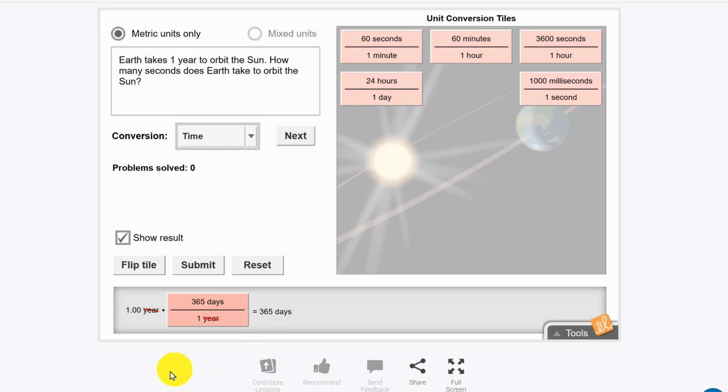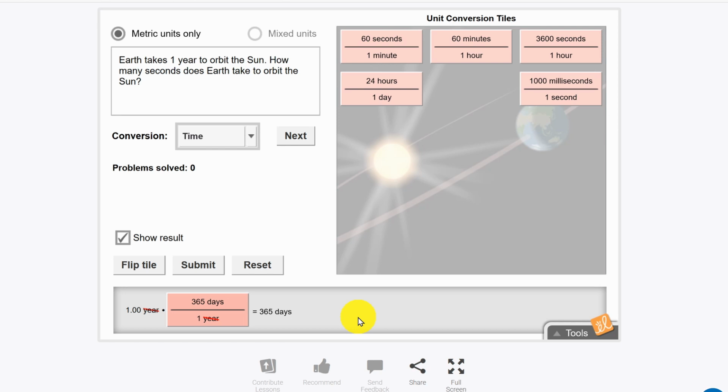But if they're in the wrong place, as in if this tile is flipped, then there won't be red cancel lines, and we'll end up with strange looking units in the result. So let me flip this back. Okay, so now years are canceled out, and we're left with days. The units we want at the end is seconds, so we're not quite there yet.